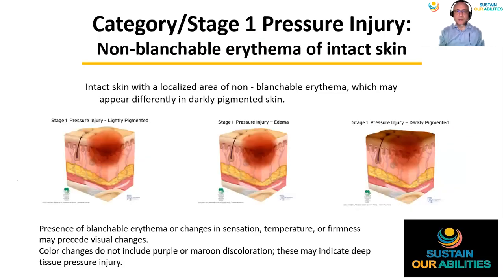Category or stage 1 of pressure injury, the non-blanchable erythema of intact skin, which may appear differently in darkly pigmented skin. We have the presence of blanchable erythema or changes in sensation, temperature, or firmness may precede visual changes. Color changes do not include purple or maroon discoloration. This may indicate deep tissue pressure injury.